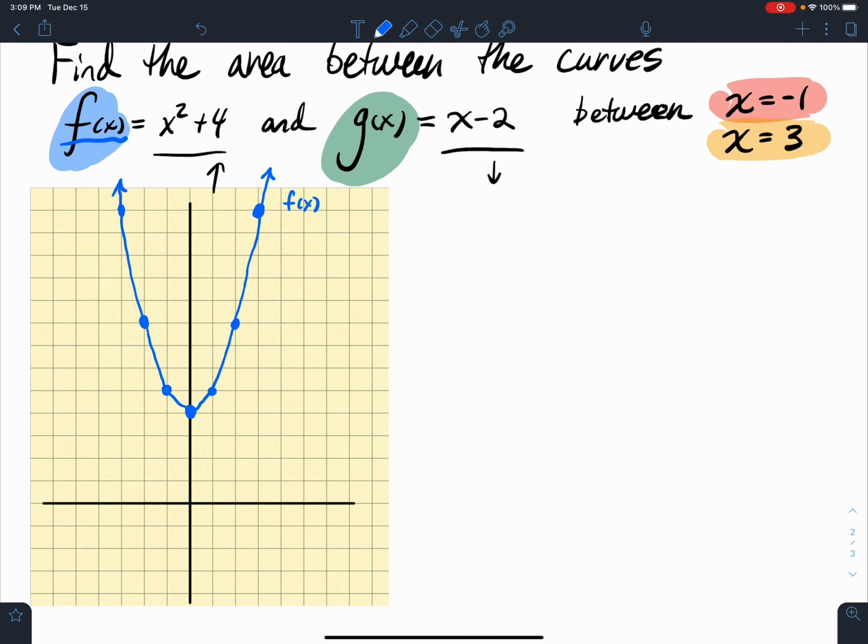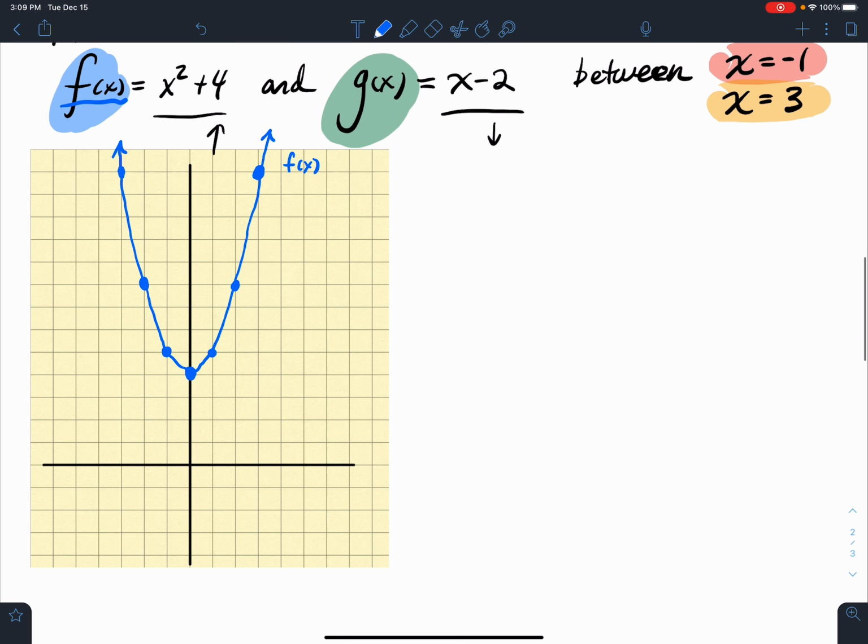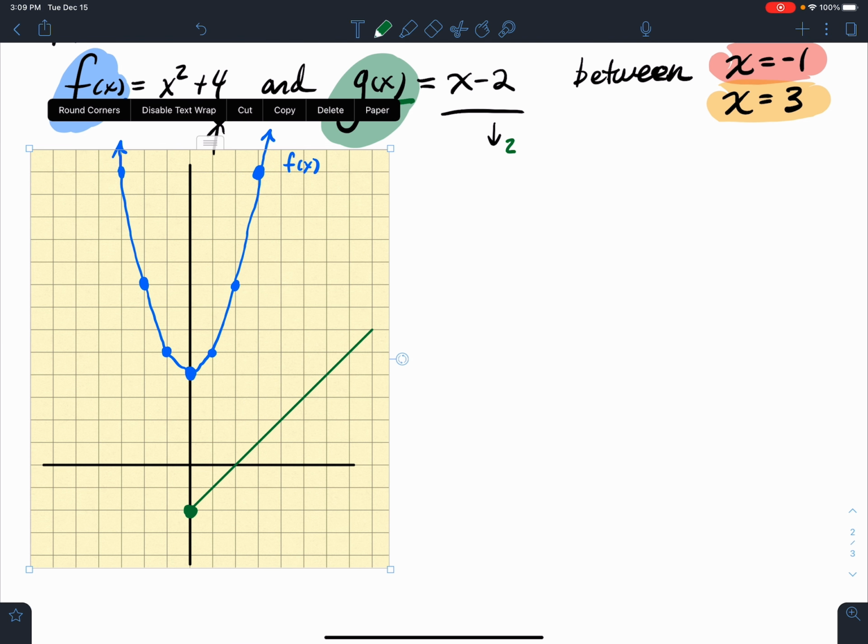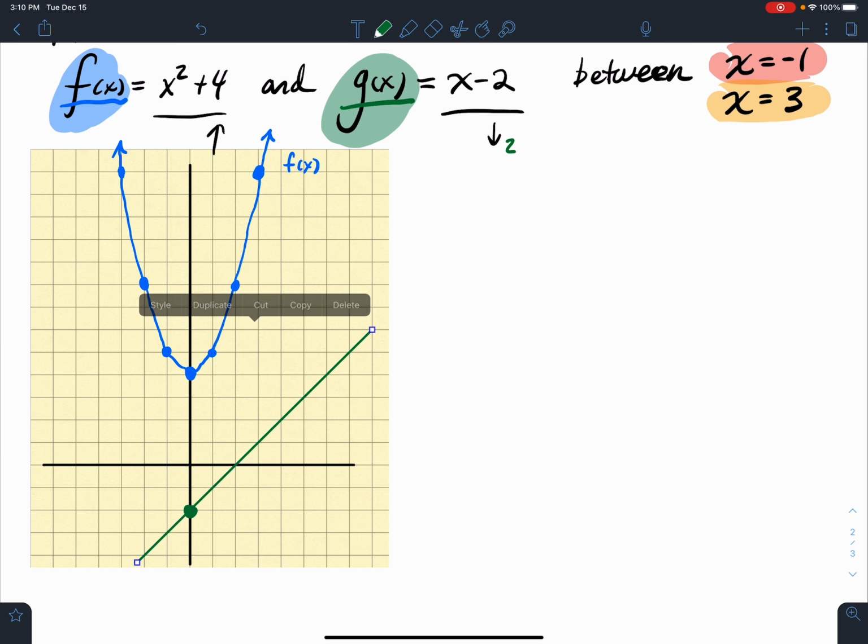Now, g of x is a line. This one's going to be a little bit easier. I'm going to use green for g of x. So this is a line shifted down 2 units. So 1, 2 with a slope of 1. So that means rise 1, run 1, rise 1, run 1. Let me try that again. Okay. And then I'm going to go down that way, like that. All right. And so I'm going to put arrows here that signify that this is going forever in both directions.